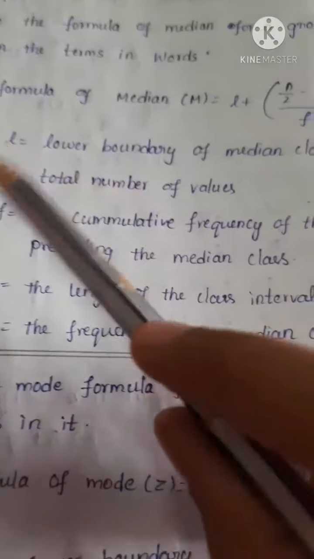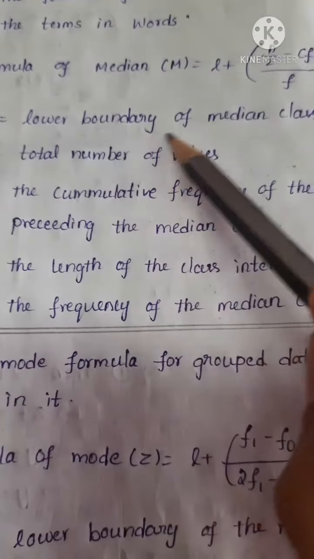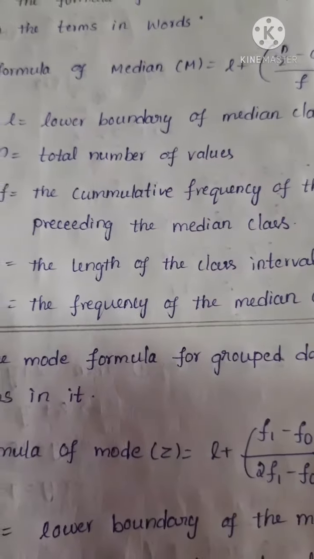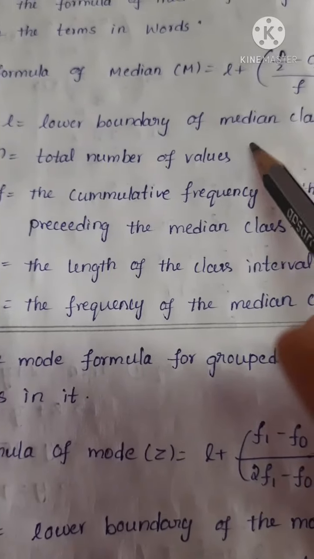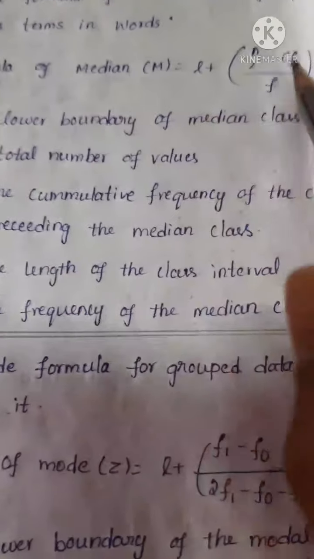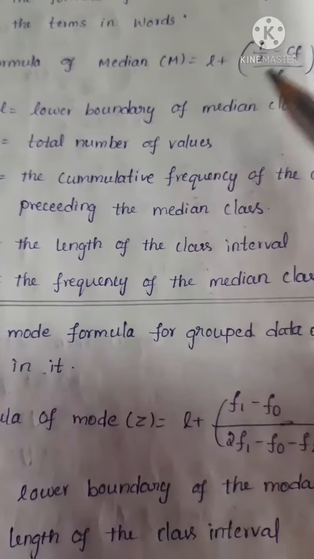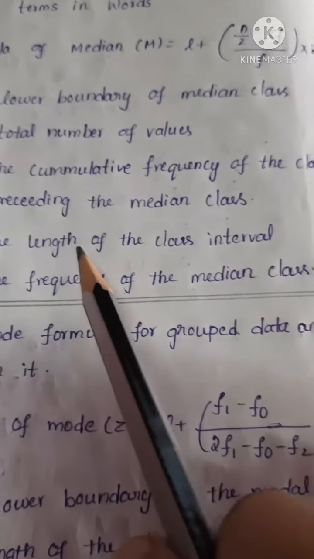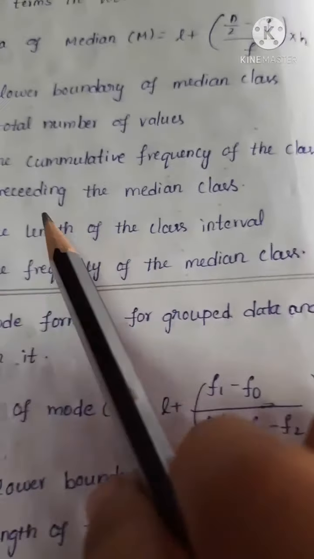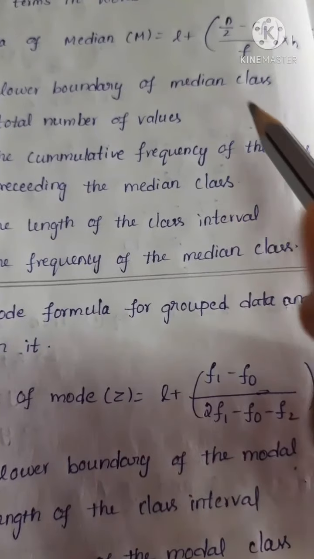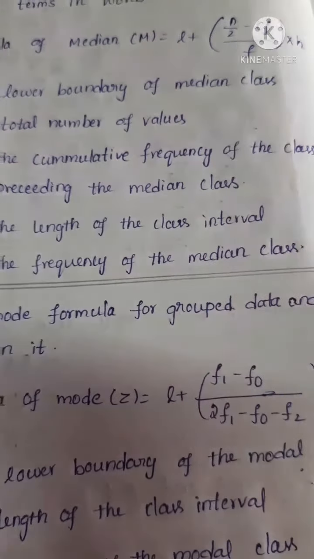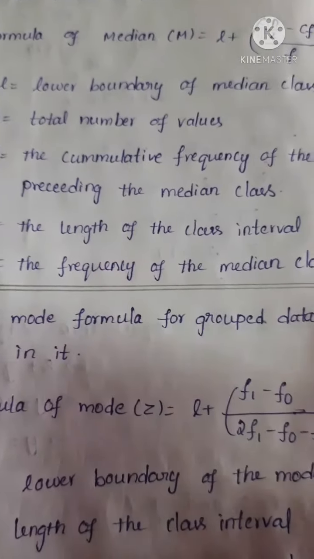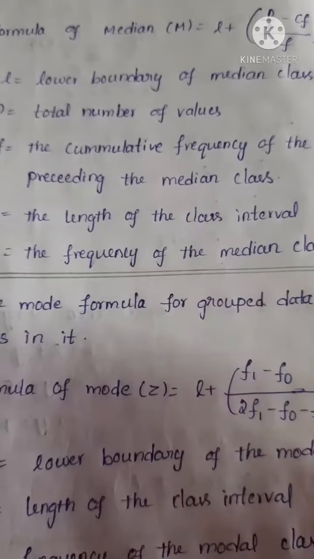Now look at each term. L is the lower boundary of the median class. To find the median, first we will draw a tabular form, and in that we find the median class and its lower boundary. n means the total number of values, that is, the sum of the frequencies. If you know n, you will get n by 2. CF means the cumulative frequency of the class preceding the median class. First we find the median class, and for the class preceding it, you consider its cumulative frequency. F means the frequency of the median class. H means the length of the class interval.